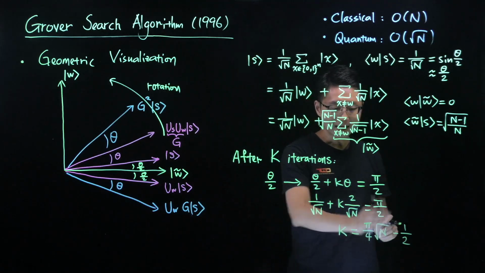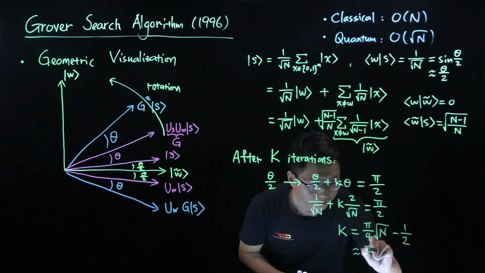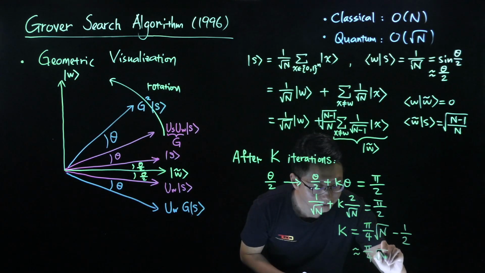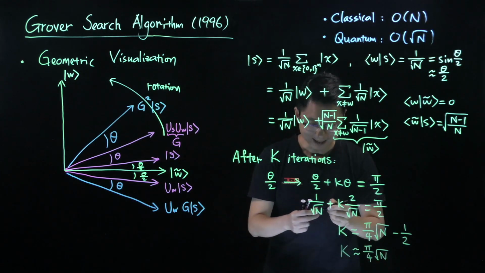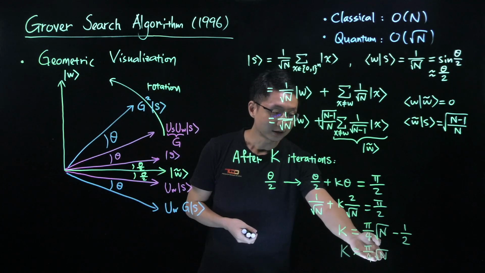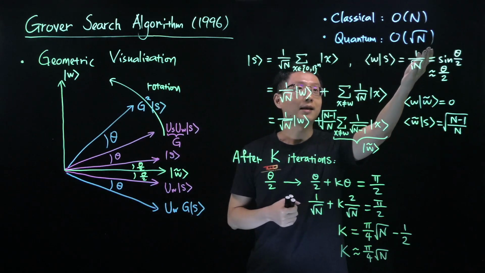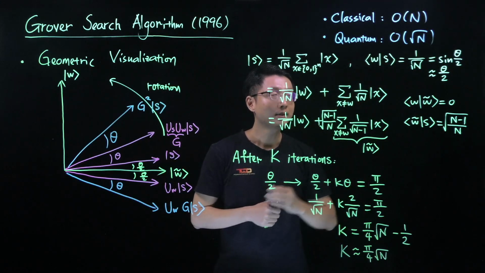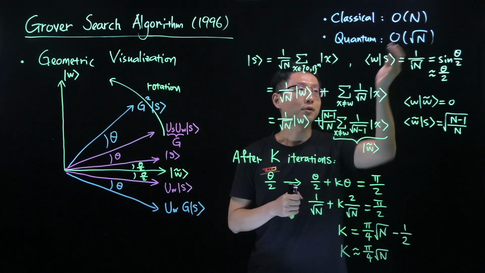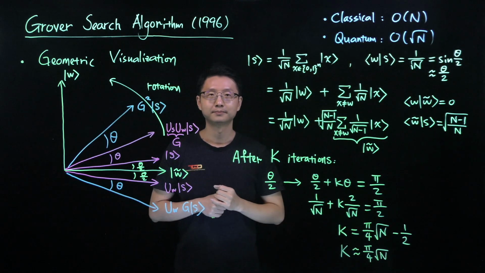Okay, so for large value of n, this is just approximately equal to pi over 4 square root of n. So the optimal value for k, as we can see from the result over here, is of the order of square root of n, which is what we have claimed before. Using the quantum algorithm, the order of this problem is square root of n, which is a quadratic speedup over the classical algorithm.